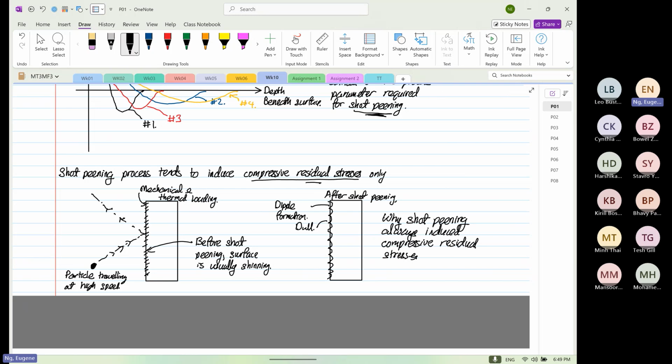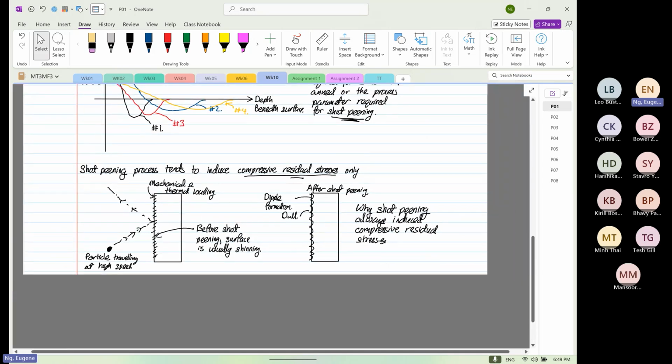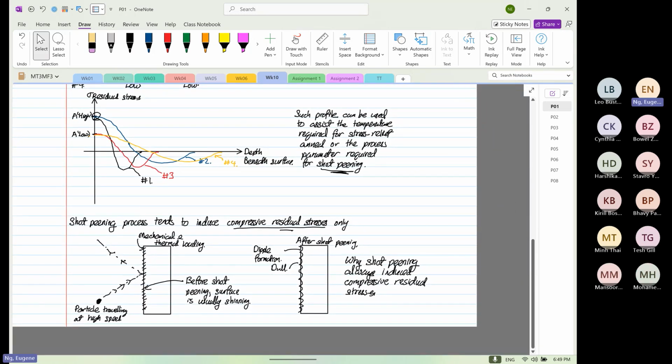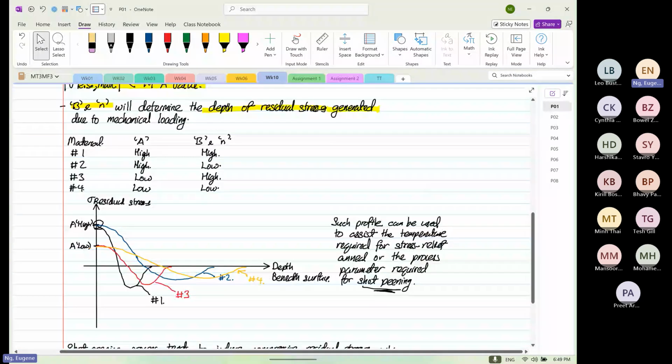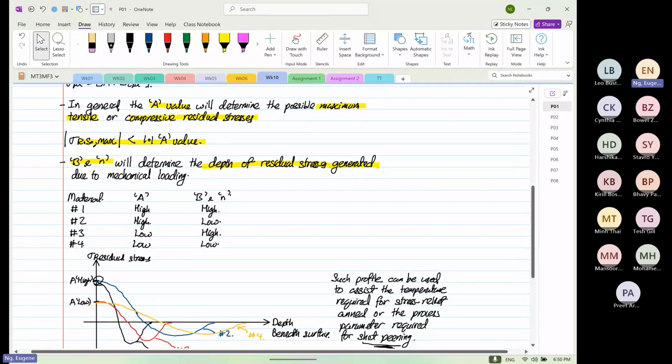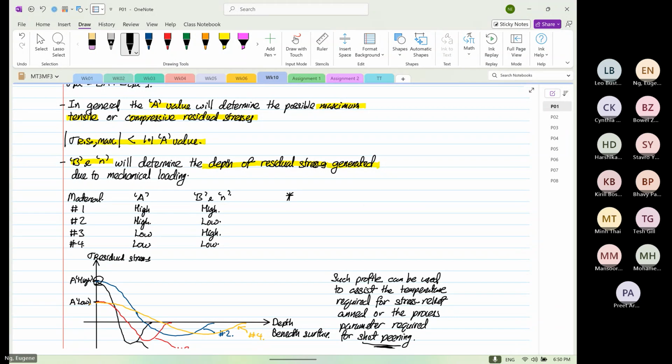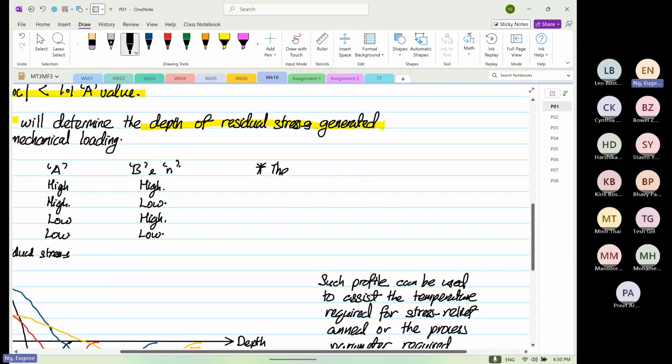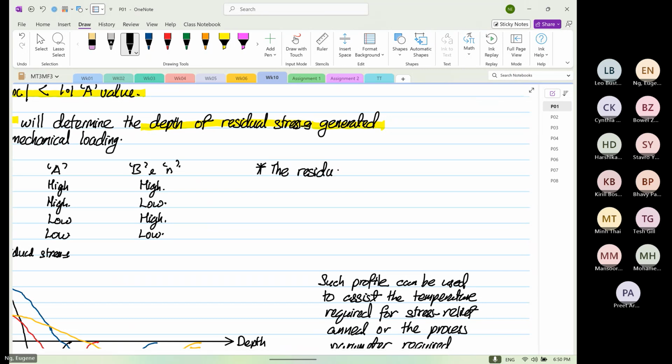Shot peening. Now, another important thing I'd like to tell you about residual stress. The residual stresses are one of the reasons for part distortion.